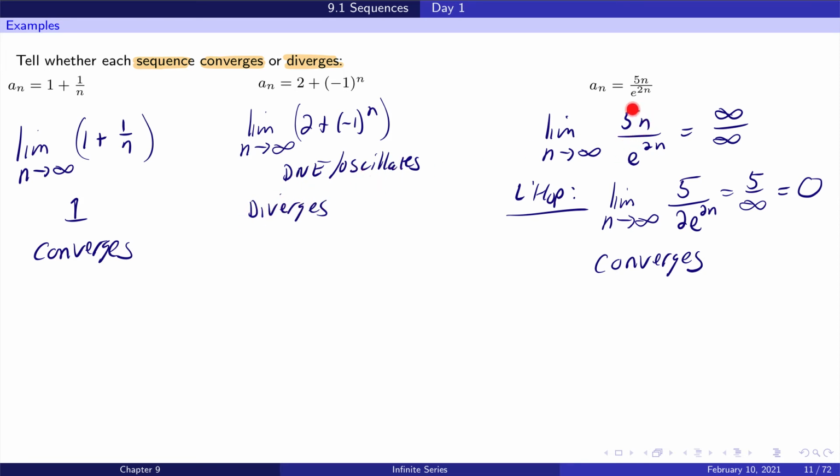And then finally, in the last case, we have a sub n is 5 times n over e to the 2n. When I go to take the limit, I wind up with infinity over infinity. We learned in last chapter that that's an indeterminate form. So we tackle that by using L'Hopital's rule. Take the derivative of the top and the bottom. I get 5 over 2 times e to the 2n. Now that limit is 5 over infinity, which is 0, so this sequence converges to 0.